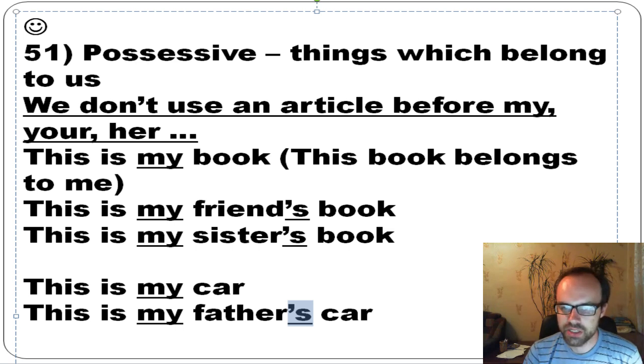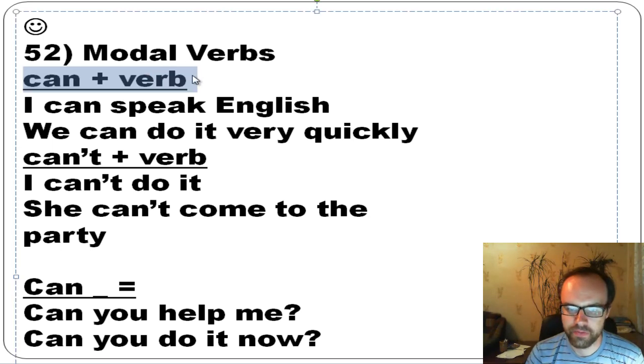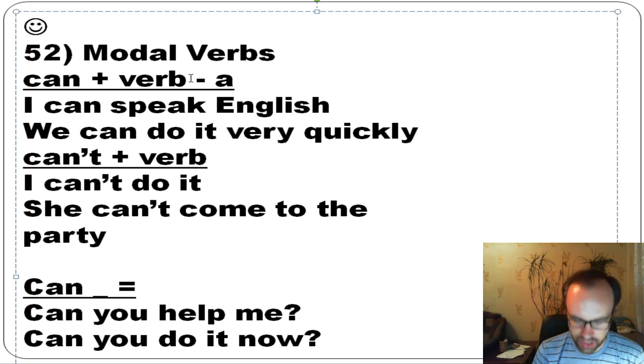Okay, let's talk about modal verbs. So I think it's a good idea. So you see, I can speak English. So we use can plus verb. We use it about our ability.